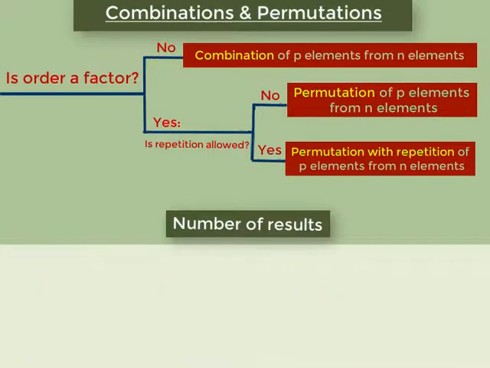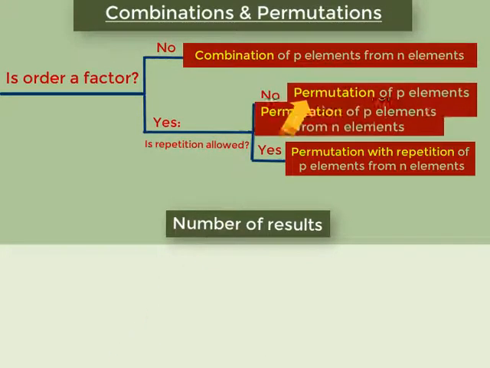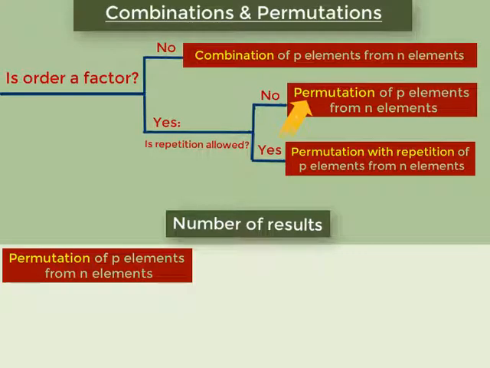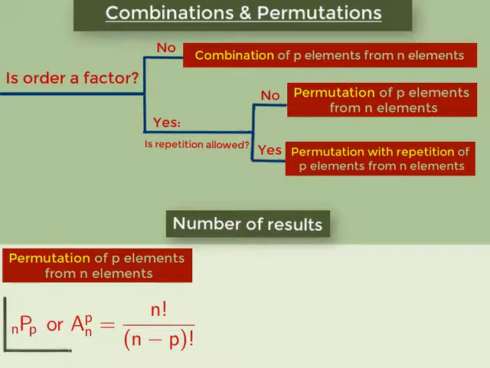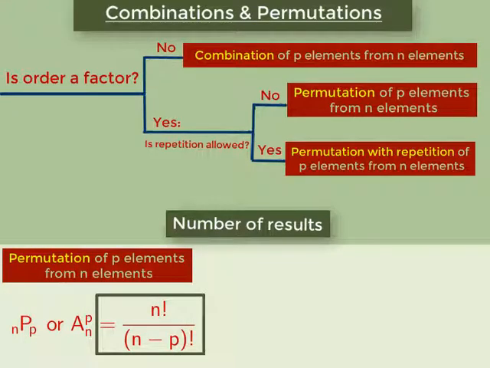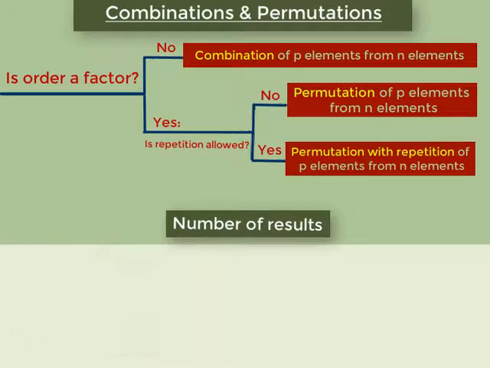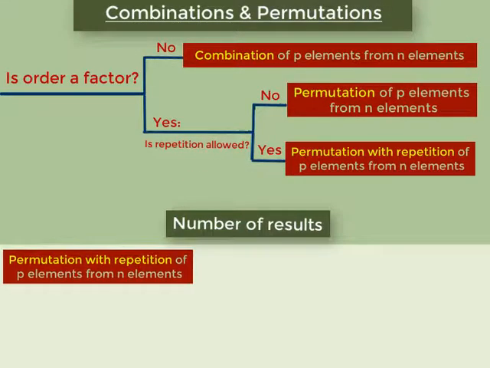In case of a permutation of p elements from n elements, here is the symbol and the formula. In case of a permutation with repetition of p elements from n elements, here is the formula.